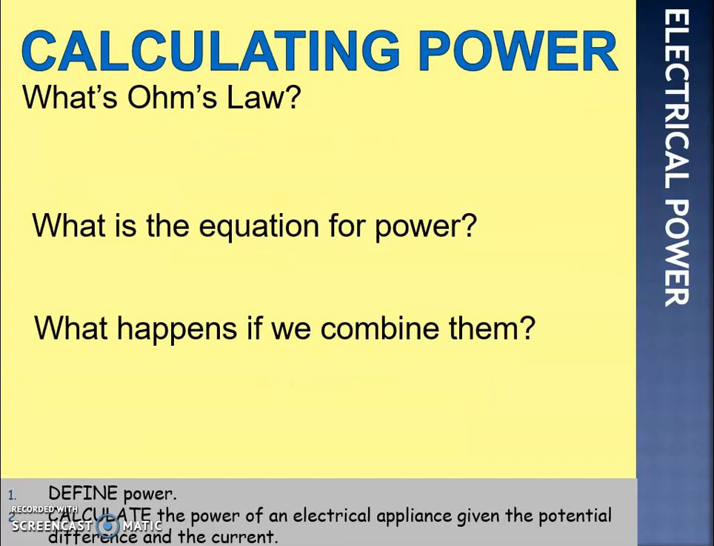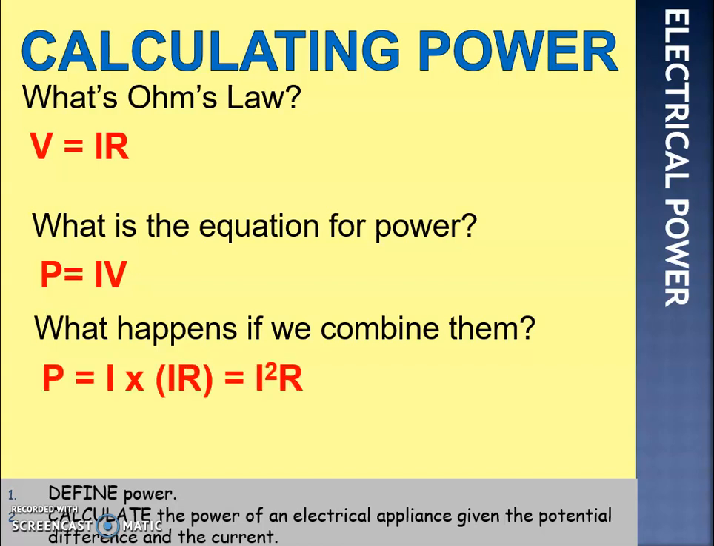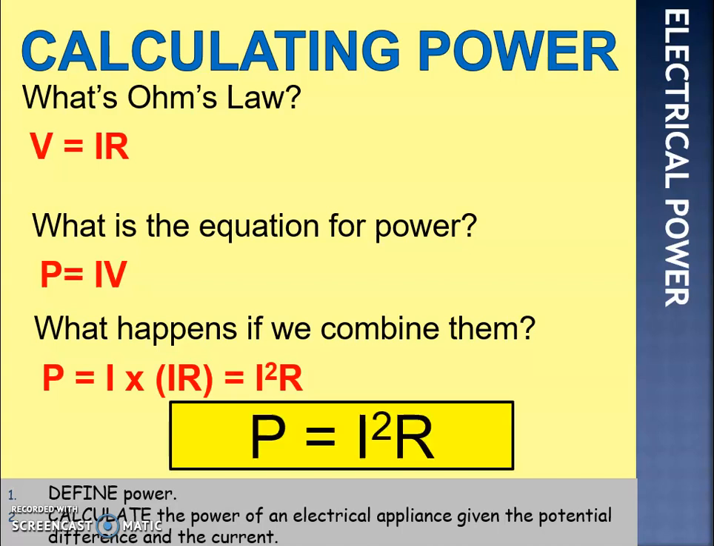So we've got another equation that we need to look at now. If we remember, what's Ohm's law? Ohm's law is V equals IR, and the equation for power is P equals VI. So what if we combine those together? What if we rearrange it to make the same one the subject, so in this case I, and we put them together? We get P equals I times IR, which equals I squared R, which gives us our new equation.